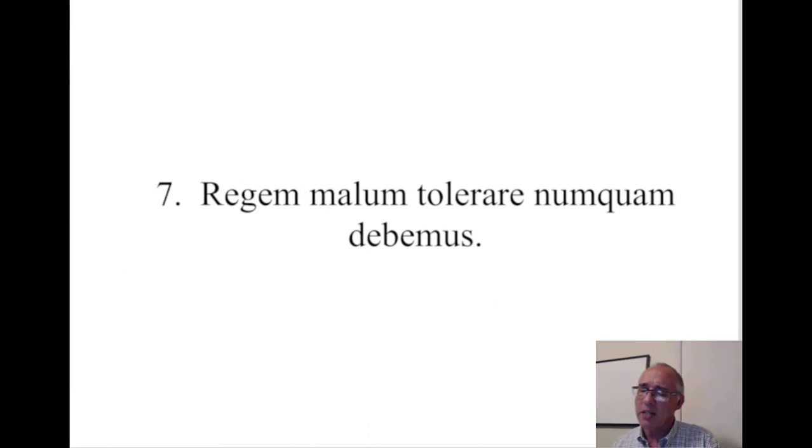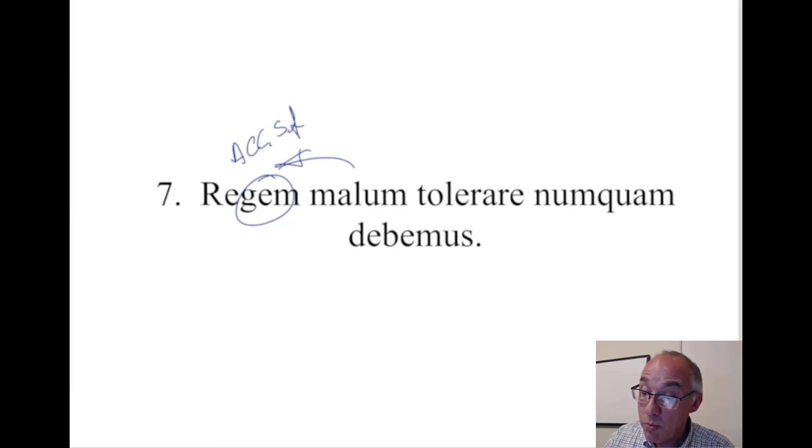Number 7. Regem malum tolerare numquam debemus. Regem. Hopefully you'll recognize that em right away. I don't know what it means, don't know how to translate it, but that's my accusative singular masculine. That's my direct object. Malum modifies it. So, odds are, since the subject is not in the first word in the sentence, we're going to have to go to the end, and there we are.